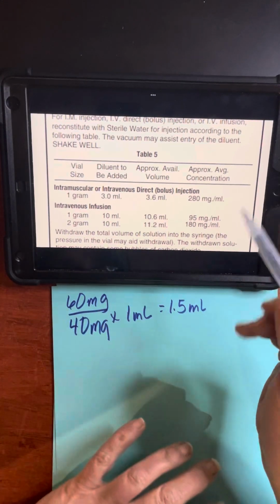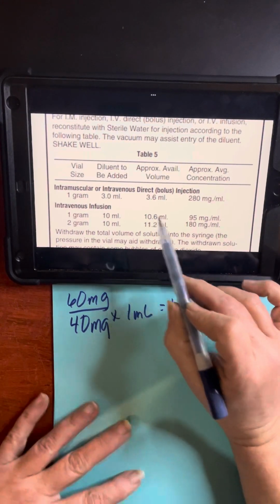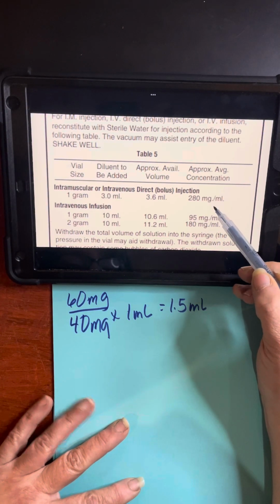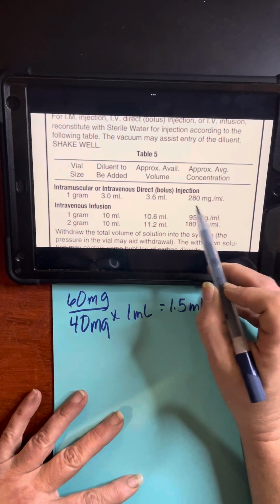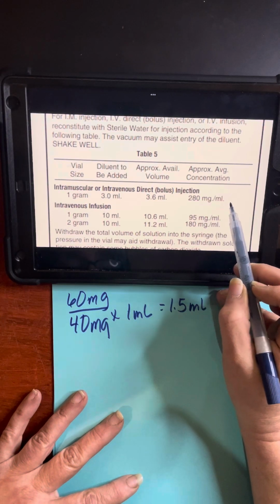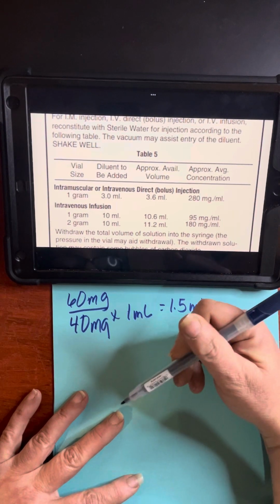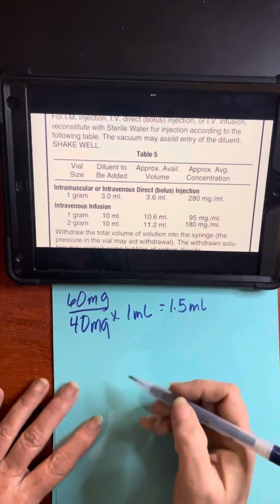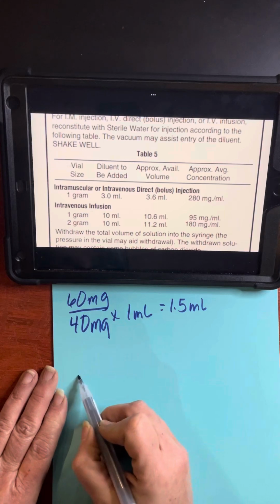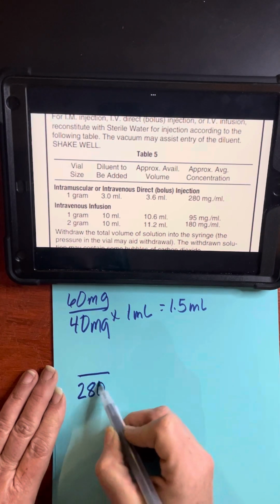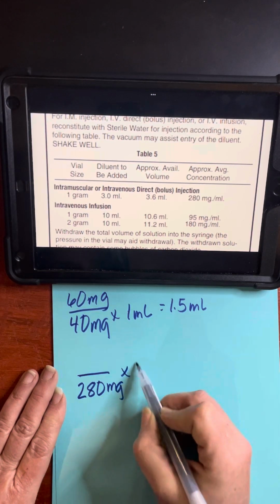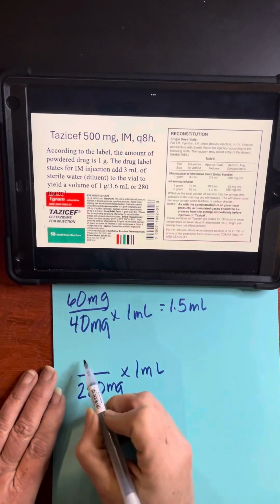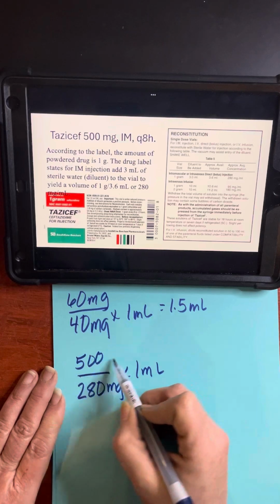But this isn't what we use to work the problem. You see that per just staring at you right back? That per, 280 milligrams per milliliter, is what we're going to have to use to work this thing. Okay? Look, I'm going to set it up. What I have is 280 milligrams per 1 mL, because I don't forget what it said over here. Okay, 500 milligrams, what Mr. Man wants.